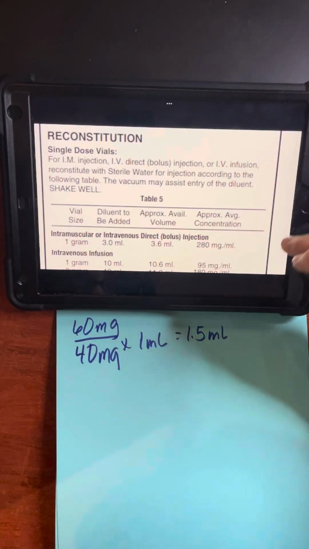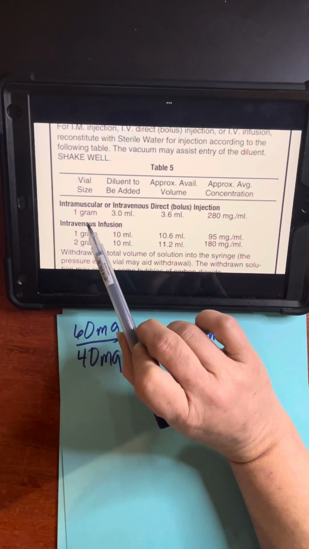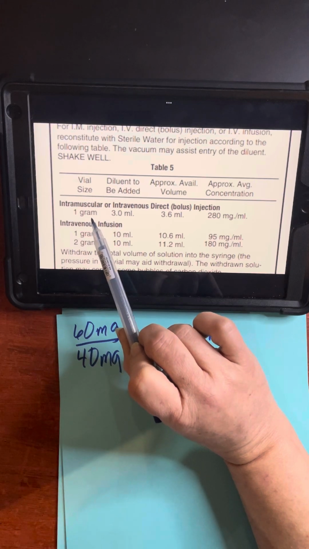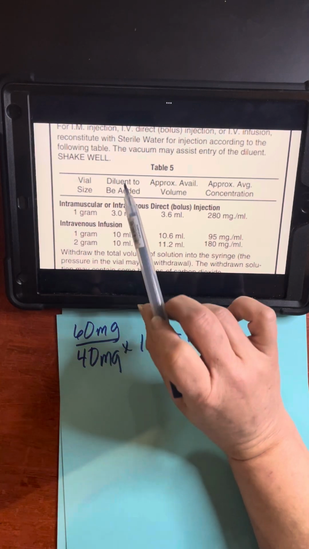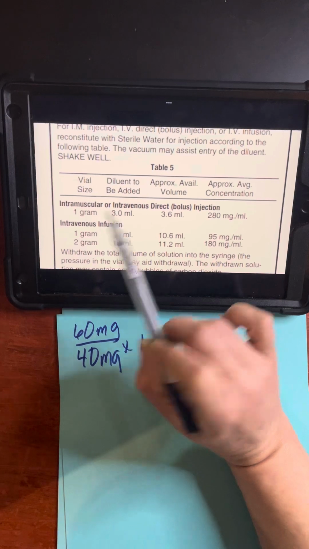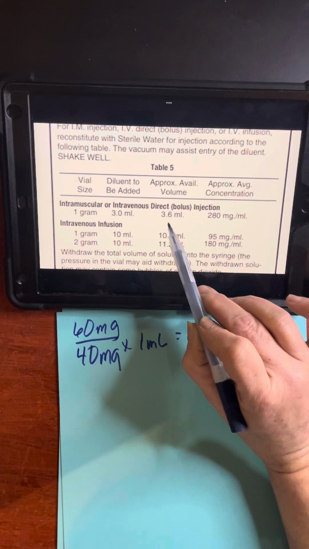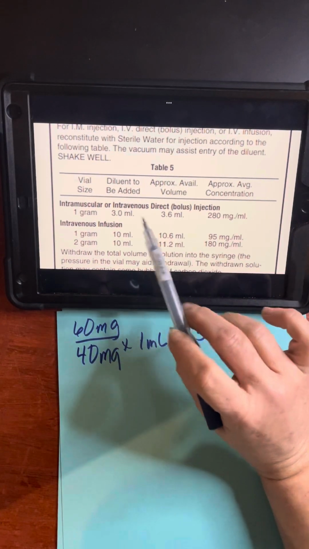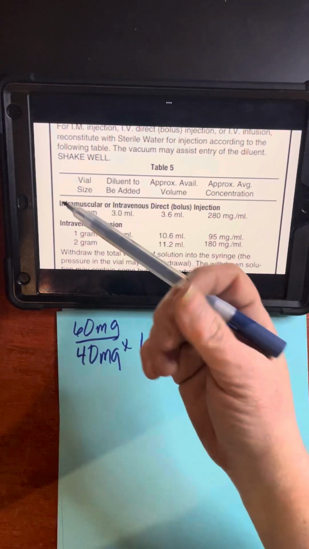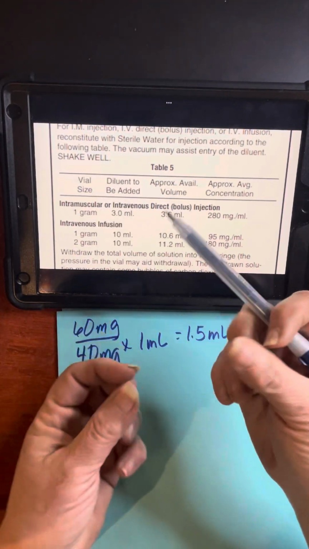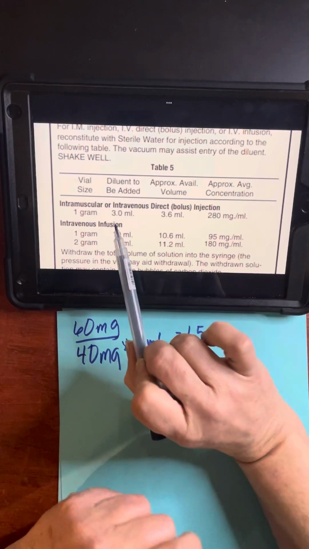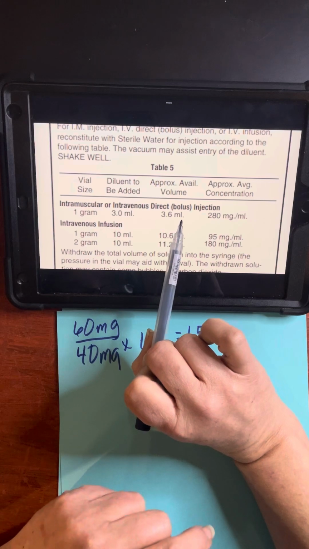Now look, I brought this over here. We're giving an intramuscular injection. Right here. And so it's 1 gram powder. We're going to put 3 milliliters of some liquid in there and shake it. And that will then be 3.6 milliliters total in the vial. Why is it more? Because those little particles of dry medicine, when they rehydrate, they swell a little bit. So even though we put 3, it's going to be 3.6 milliliters.